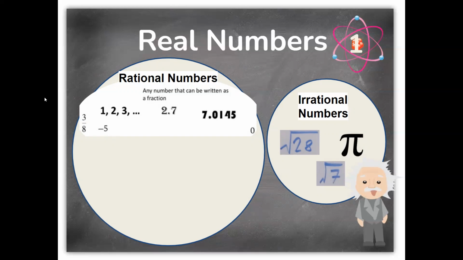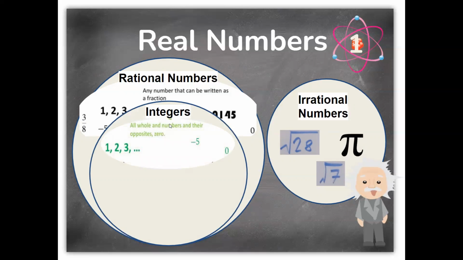So we've got all these are rational numbers. Then we get a little bit more specific and we talk about integers. Integers are all the whole numbers and their opposites plus 0. And so this category does not allow for decimals and it does not allow for fractions. So if you have a fraction or a decimal, it only fits in the rational number category. But if you have -5, for example, it fits into both of those categories.